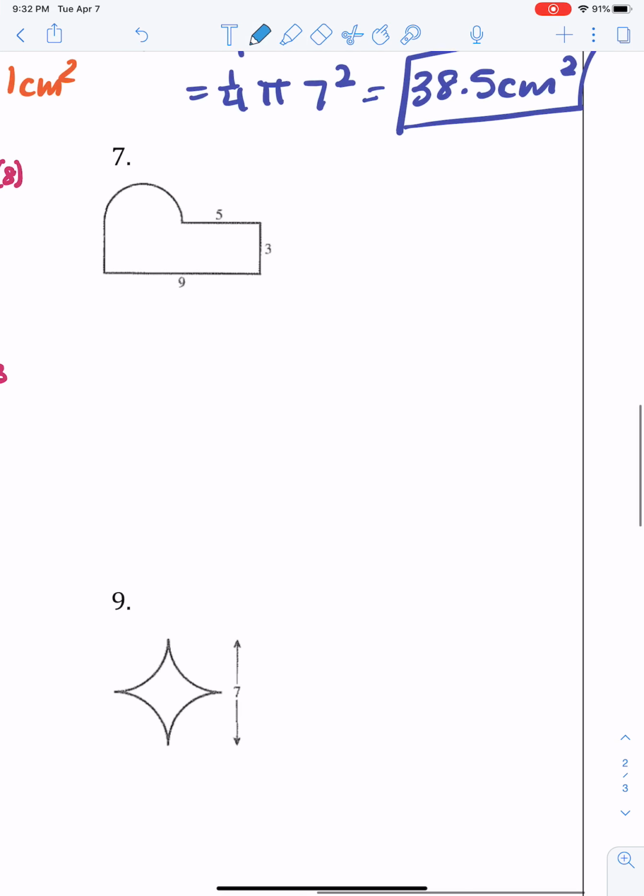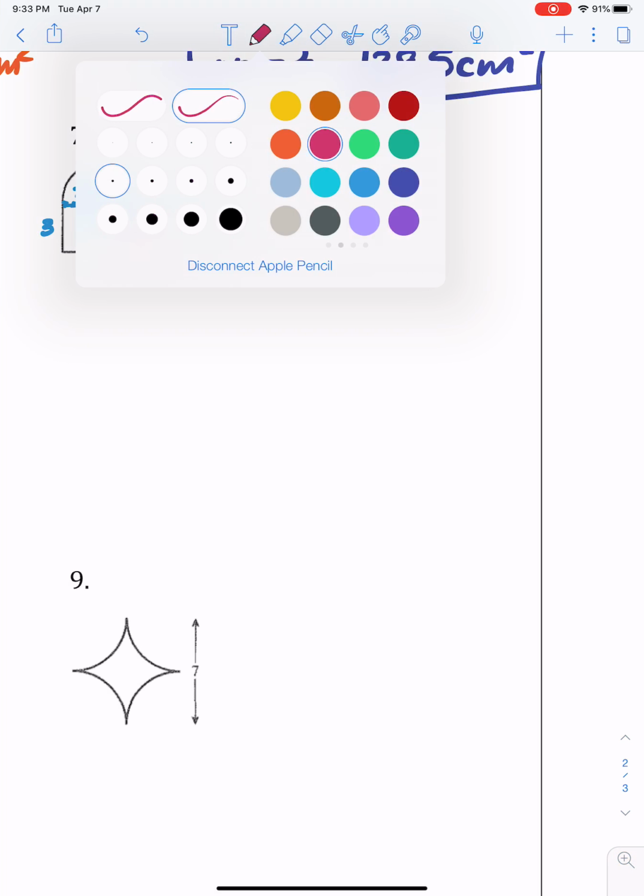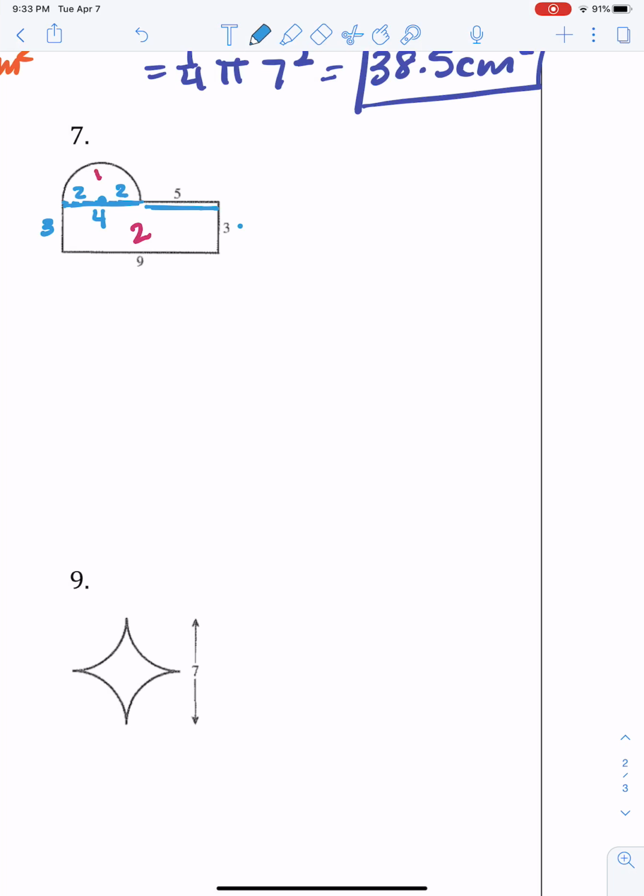So let's look at number 7. Again, what shapes do we see here? You can cut it a couple different ways, but the one that I just drew is the easiest. So if this is 5, then this piece over here has to be 4, which means that the radius is 2. And if this is 3, then the other side must be 3. So again, now I have 2 shapes to find the perimeter and area for.